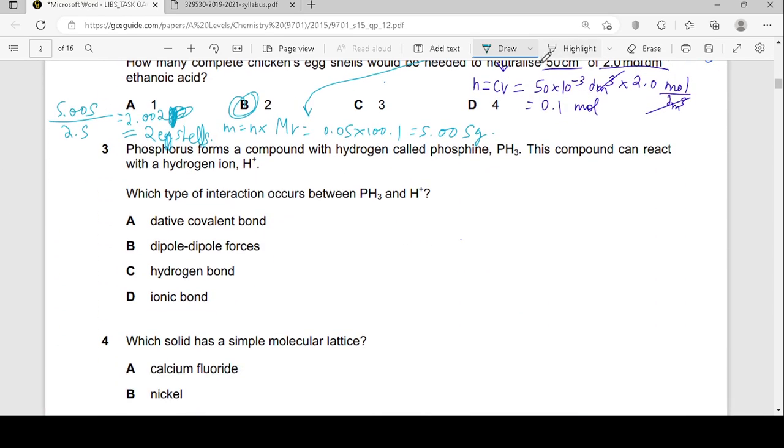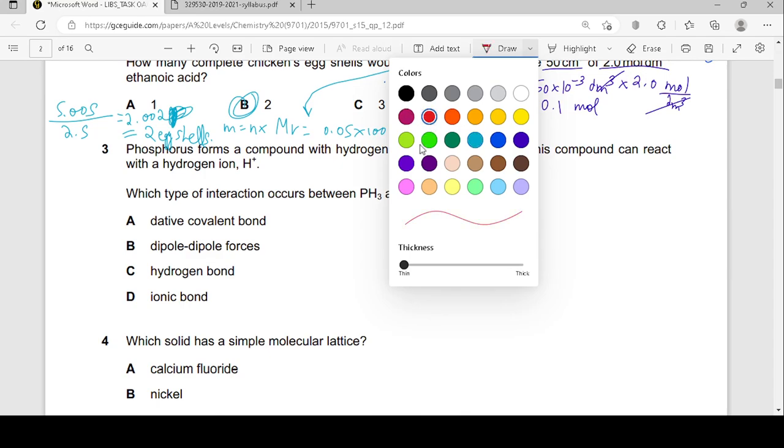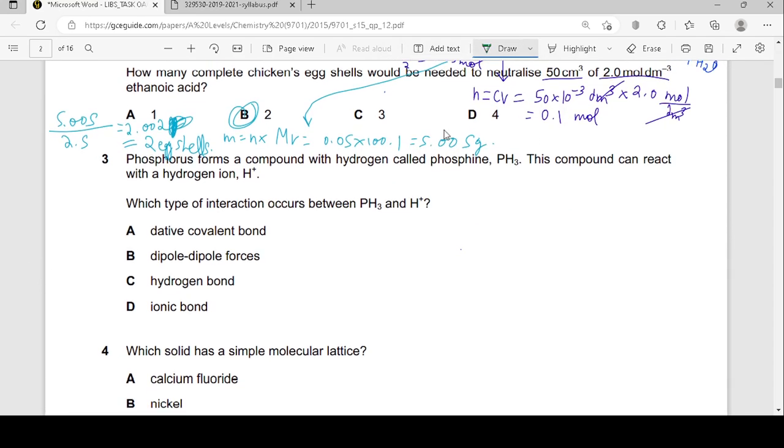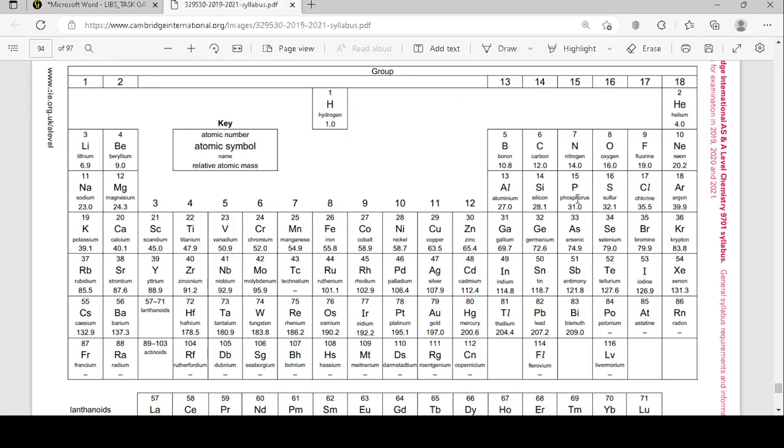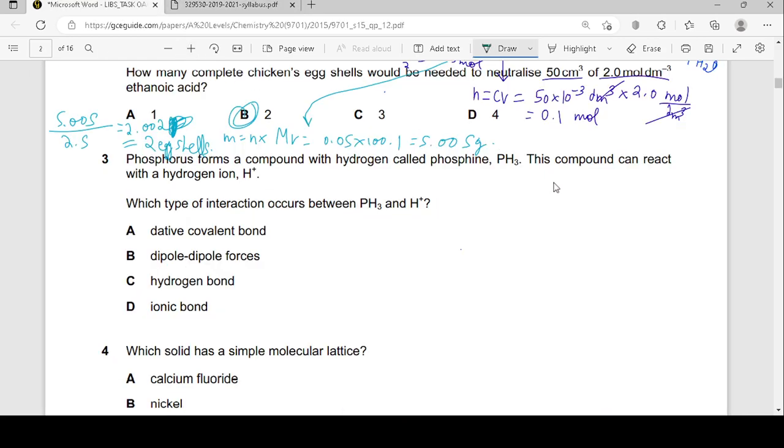Next question now. Phosphorus forms a compound with hydrogen called phosphine, PH3. So PH3, if you look at group 5, you'll see that phosphorus is there, right? And above it is nitrogen. So I'm assuming that PH3, like NH3, will obviously have a lone pair, and I think it'll have a similar structure to NH3. This compound can react with hydrogen ion H plus, just like NH3 reacts with H plus to give you NH4 plus. So what type of interaction occurs between PH3 and H plus? So if I draw it out for you, then it's kind of like this, right?